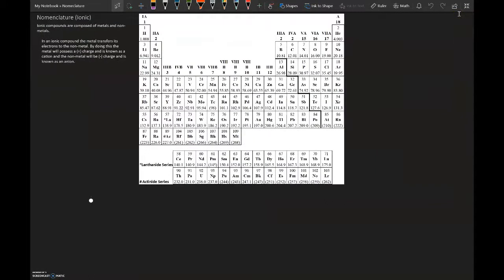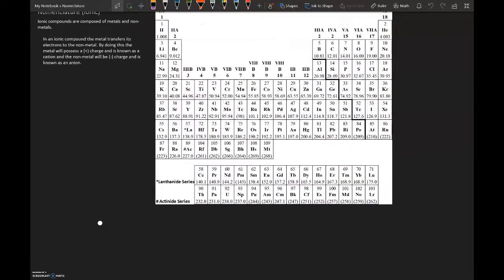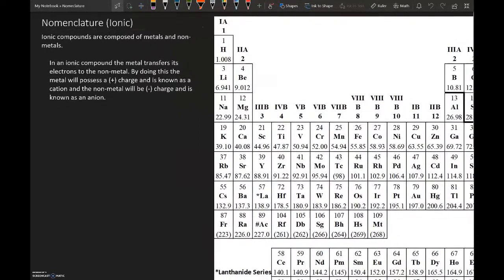Howdy folks, today we're going to be talking about naming compounds, and we're only going to be focused on one type of naming compound, that is an ionic compound. First thing we're going to do is define what an ionic compound is. An ionic compound is composed of a metal and a non-metal.